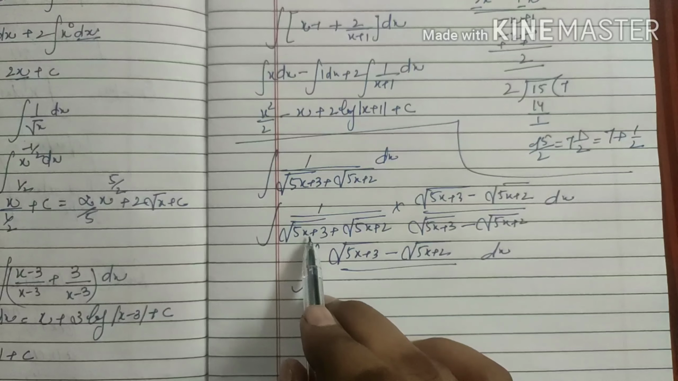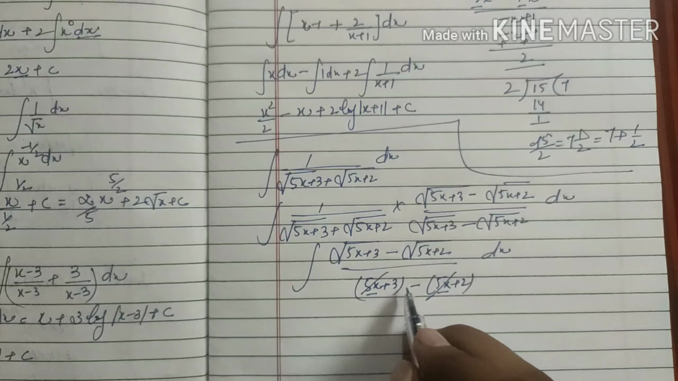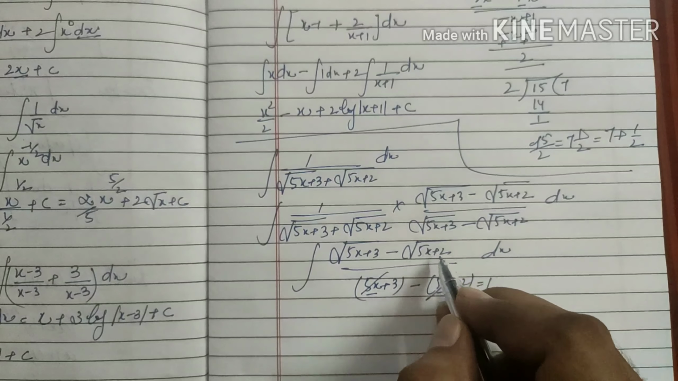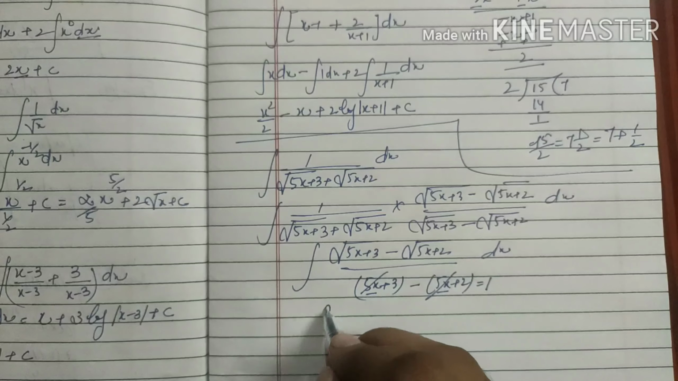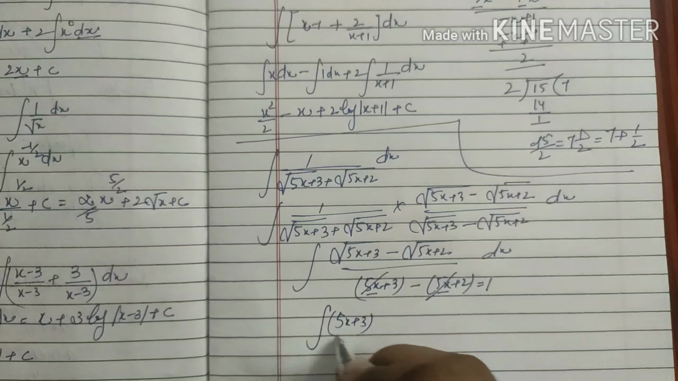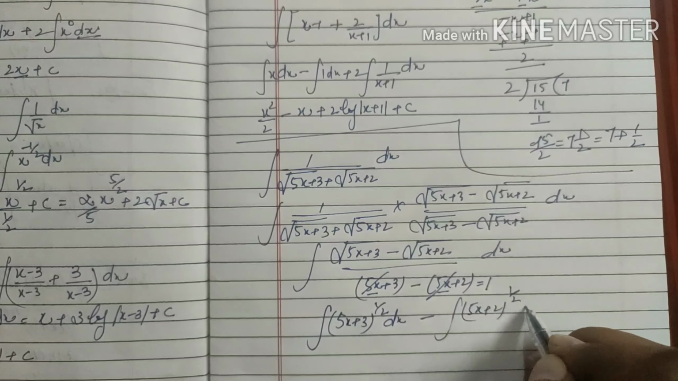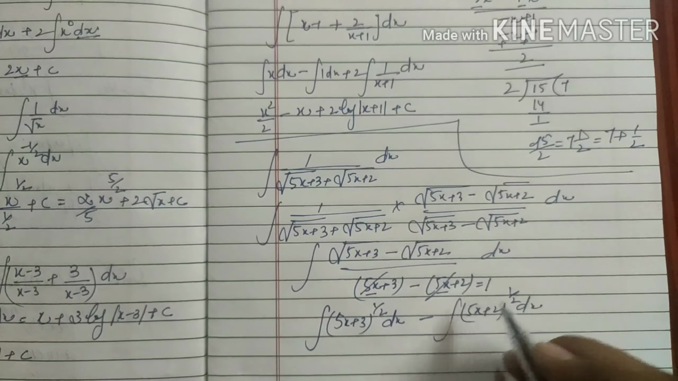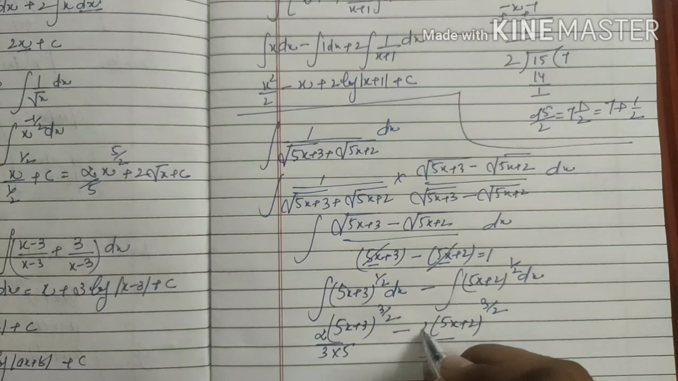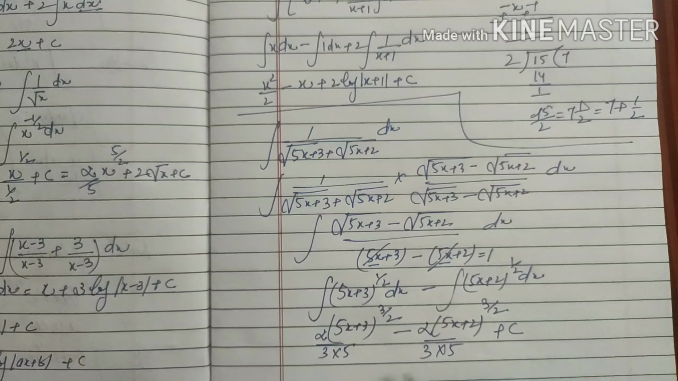If you open the bracket, 5x cancels out. From here, plus 3 minus 2, so overall it becomes 1. Any number divided by 1, no change, so the numerator remains the same. It is 5x plus 3 raised to power half with dx, minus 5x plus 2 raised to power half with dx. Now it becomes ax plus b with a power. So according to the rule, ax plus b power increased by 1 divided by the new power and derivative of base. Same here, 5x plus 2 raised to power 1 by 2, increased by 1, becomes 3 by 2, so it becomes like this, divided by the derivative of base. So this is another type.